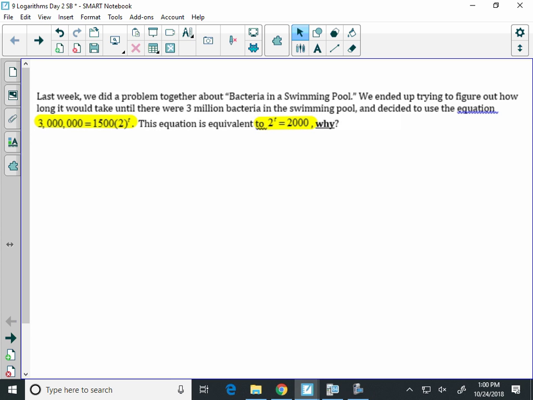And then we said, well, we don't really have the tools to solve that equation yet. But at least we can get started on it, because we're going to finish this problem up tomorrow.